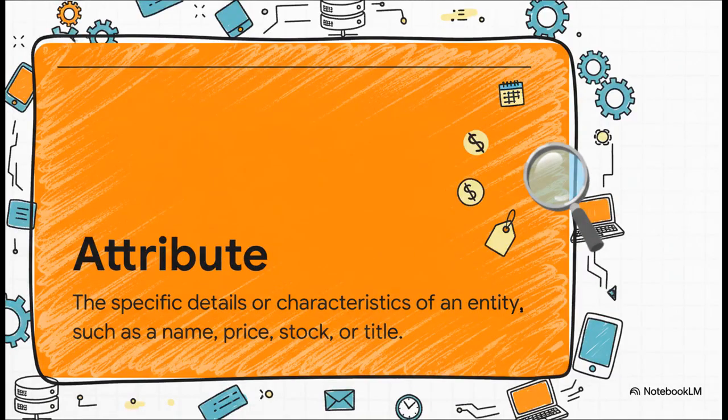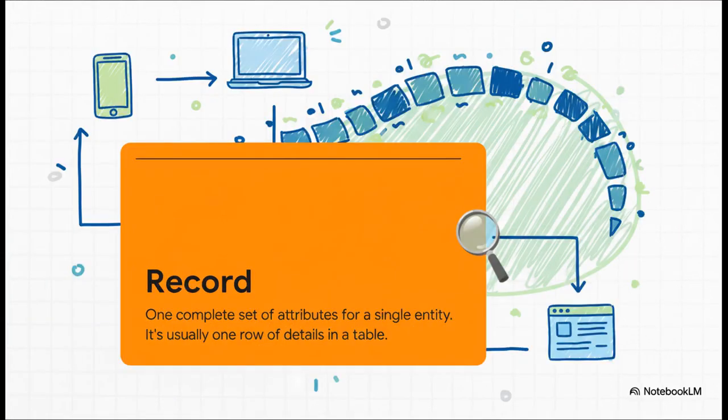So for every entity, we have attributes. These are just the specific details we want to save. So for that person entity, the attributes might be their name, their phone number, their email. For a product entity, it could be the price or how many are in stock. You get the idea. And when you bring all those attributes together for just one single entity, well, now you've got a record. The easiest way to picture this is as a single row in that giant spreadsheet we were talking about. It's the complete file for that one specific person or that one product.